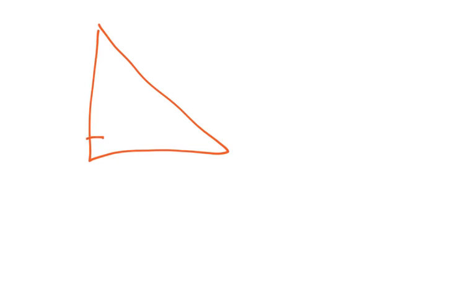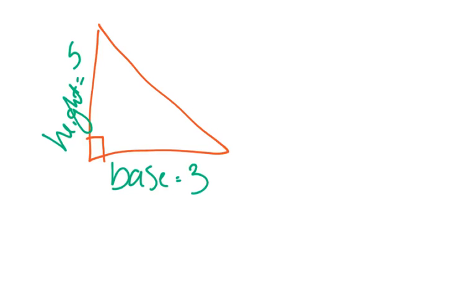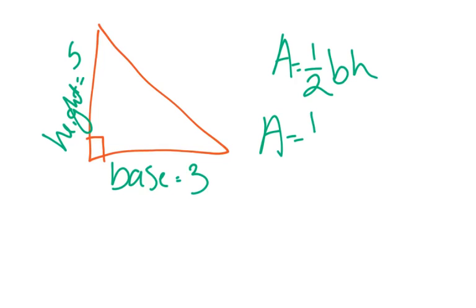The nice thing about a right triangle is it already has that right angle. You can have your base and your height. Write your area formula. Area equals 1/2 of the base times the height. Area equals half of 3 times 5.